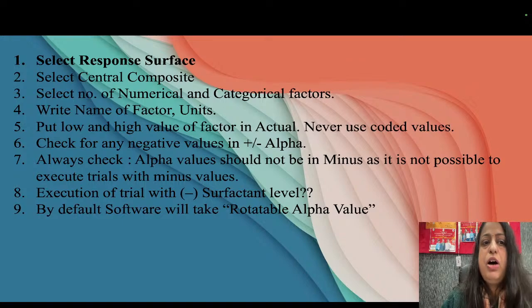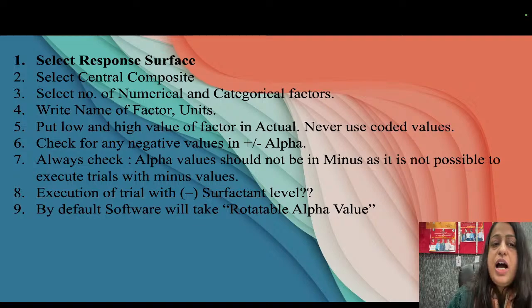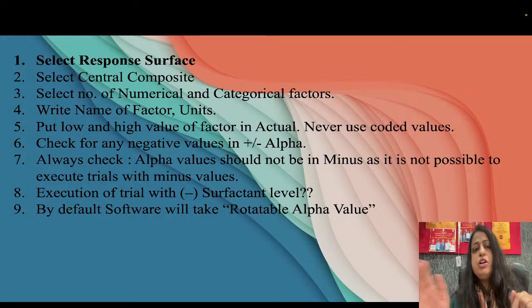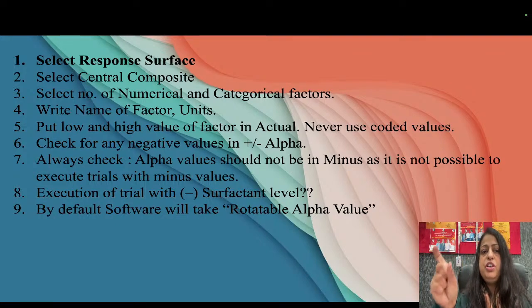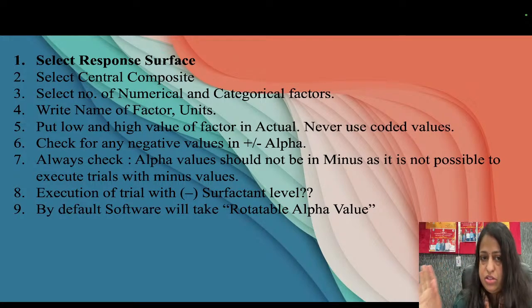Then it will ask you about the name of the factor. Below that you will find a table where you have to enter the name of the factor, right? So we write amount of polymer, amount of disintegrating agent, amount of subliming agent, or quantity of surfactant, whatever you want to select. Then in front of that, one more column is there, where you put the unit. Means these factors are in milligram, these in percentage, these in microgram, whatever units you are taking.